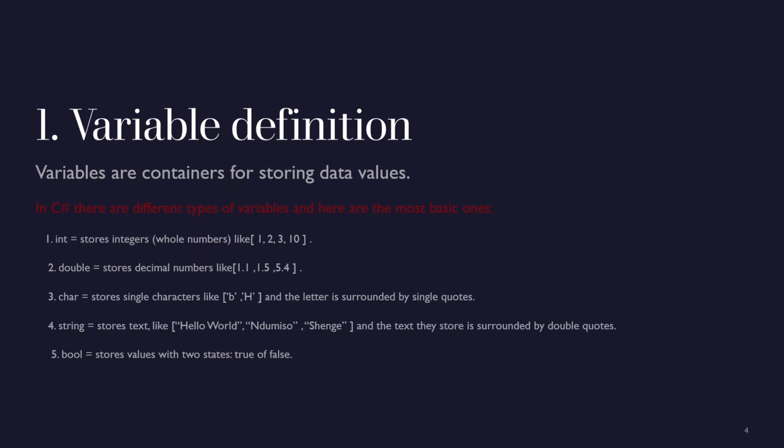In C#, there are different types of variables, and here are the most basic ones. The first one is int, which stores integers, like whole numbers 1, 2, 3, 4, 5, etc. And two, we have double, which stores decimal numbers like 1.1, 1.5, 5.4, all that type of thing.